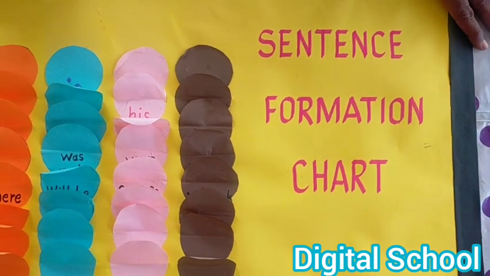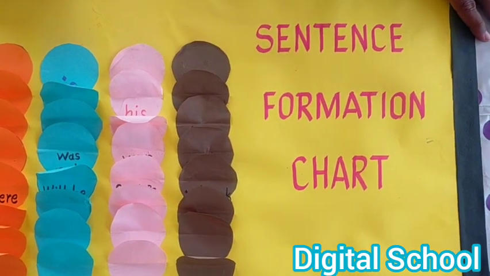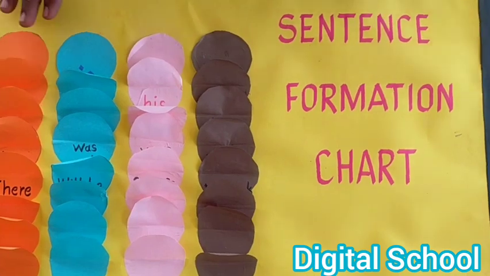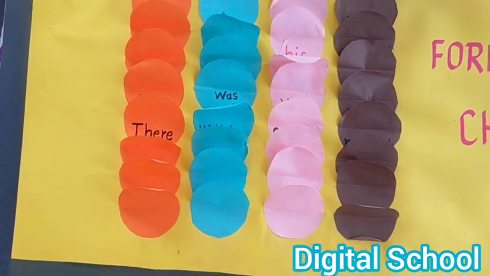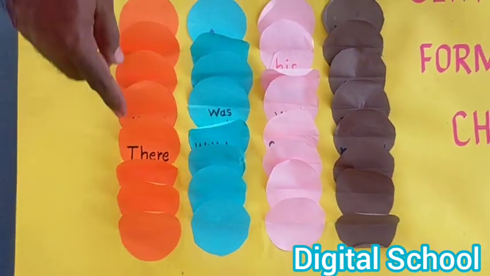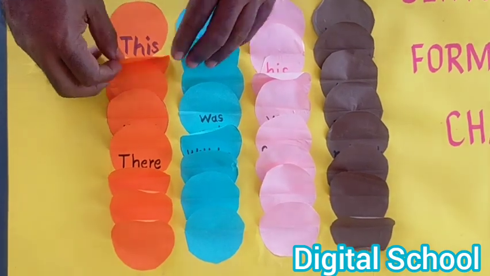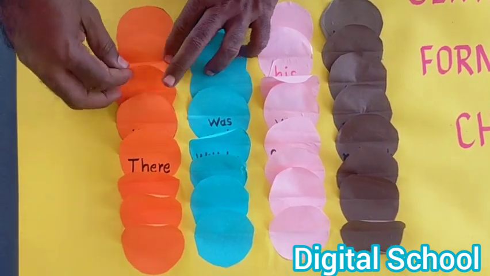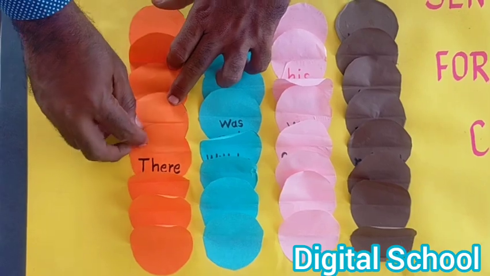Okay. I have made this sentence formation chart. Here you are looking at the 4 rows. You can say 4 columns also. There is one word written on one sheet. These, that, it, here, there.